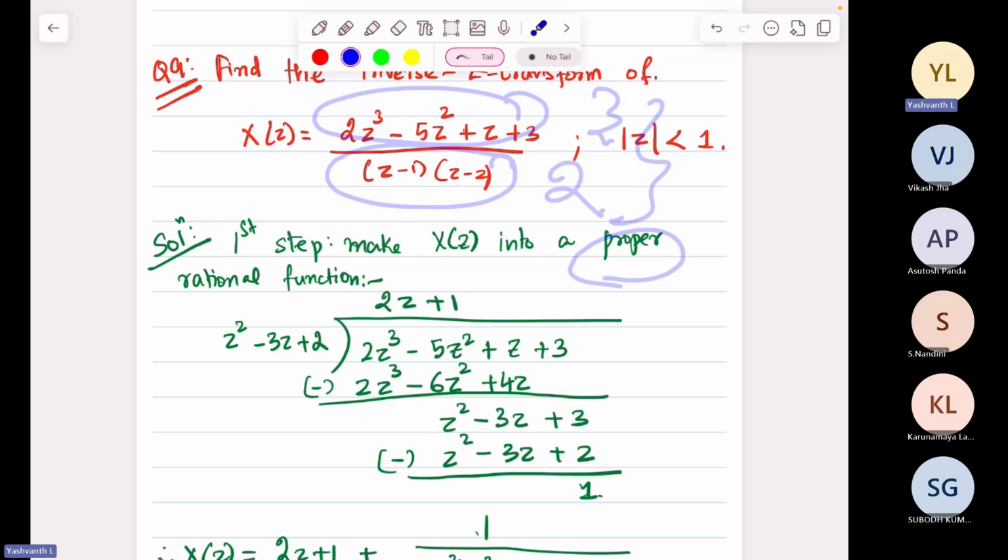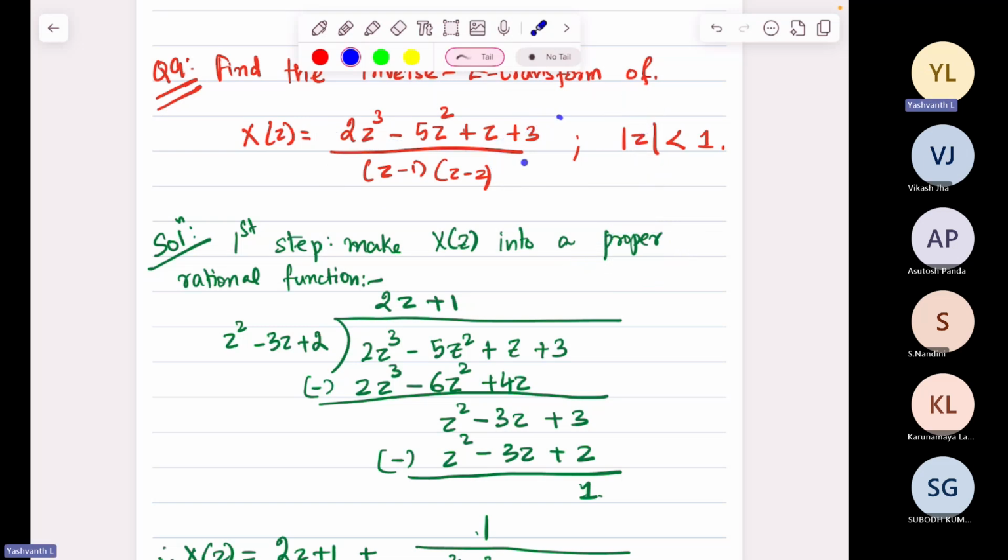How do I do it? You divide the numerator by the denominator using long division. The numerator is this, the denominator is this. Take the first term, 2z cube divided by z square is 2z. Then multiply 2z by the entire divisor. You will get 2z cube minus 6z square plus 4z. You subtract both. What do you get? This becomes z square and this becomes minus 3z, and bring the plus 3 down also.